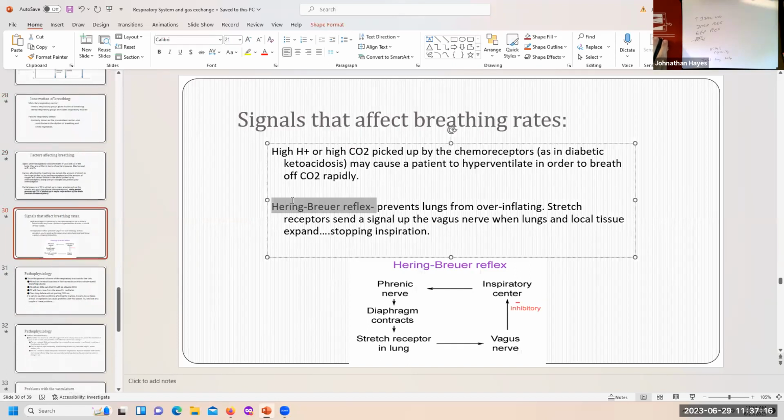Herring-Breuer reflex, always know stuff that's got people's names attached to it. Easy standardized test question. It prevents you from overinflating the lungs. So once you reach a certain amount of stretch, you will naturally stop breathing in any further, even though you have the capacity to. You have the stretch, you have the ability, your body will stop you. So you don't overly inflate the lungs. So that's called the Herring-Breuer reflex. Anything that's ever got names on it, always make sure you know it. They always ask those things on standardized tests, always.